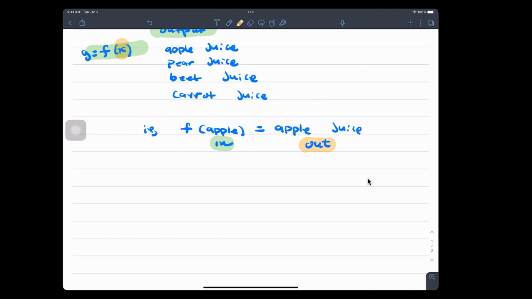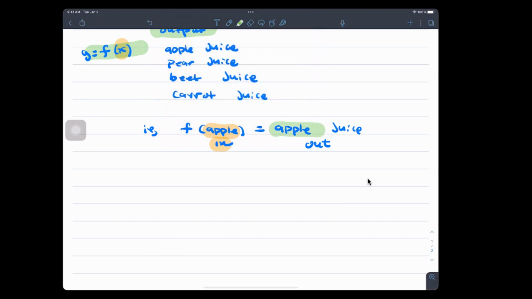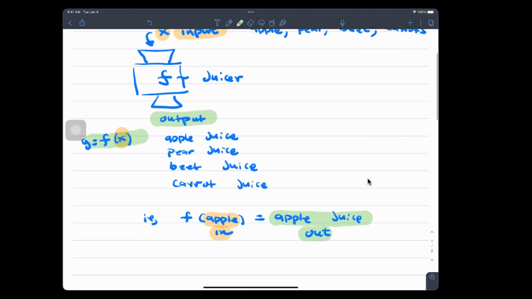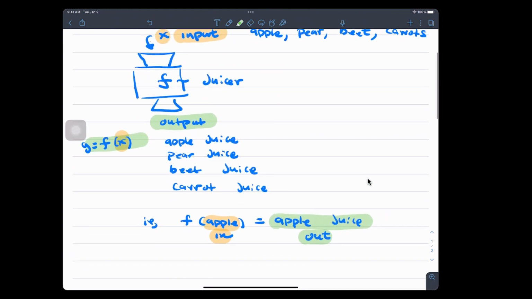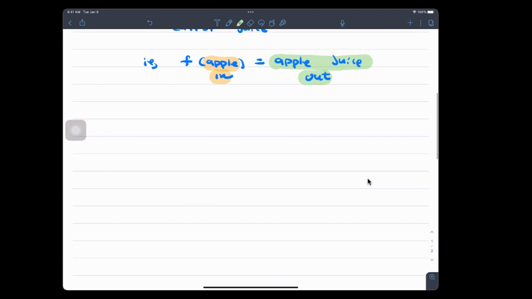I'm sorry, I think I got the colors wrong. Okay, so if my input is an apple, the output is what? Apple juice. Okay, that's function notation. This is the notation that we use here to describe everything we just did.